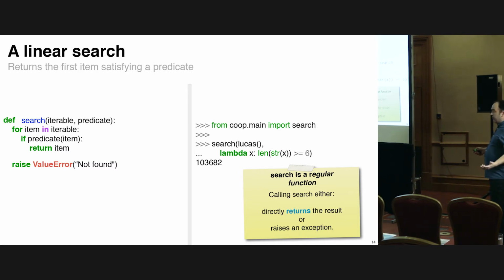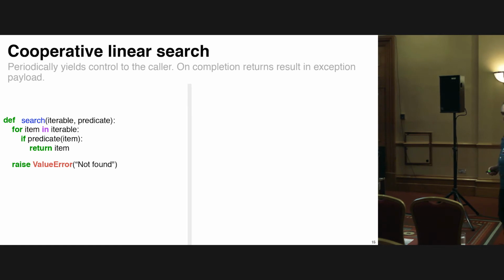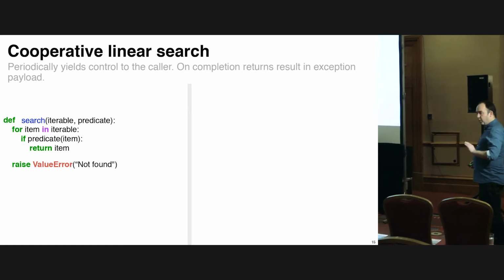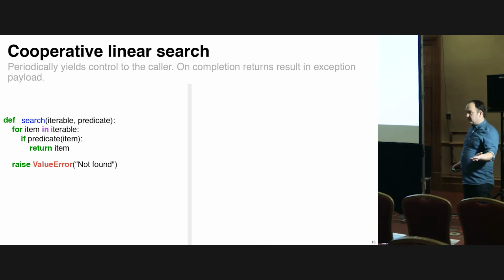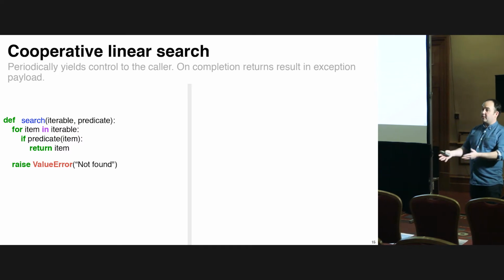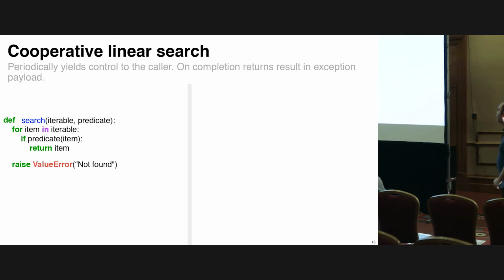And it either returns a result immediately, or returns a result with return, or it raises an exception if it can't return a result. Very simple. What I'd like to do is take the search function and make it into a cooperative search, okay? Because with this version of search, when I call it, my program is busy searching until it either returns or raises an exception. There's no way to do something else at the same time.